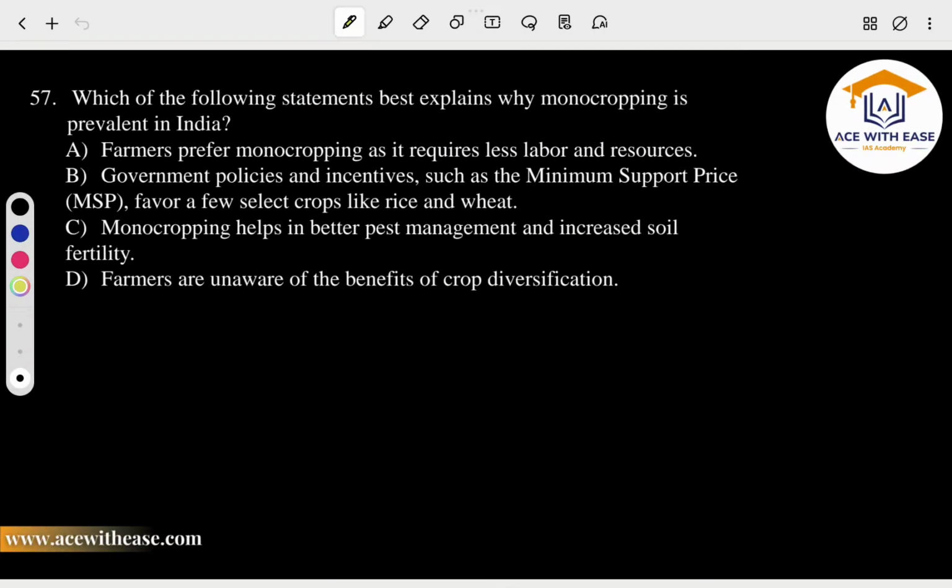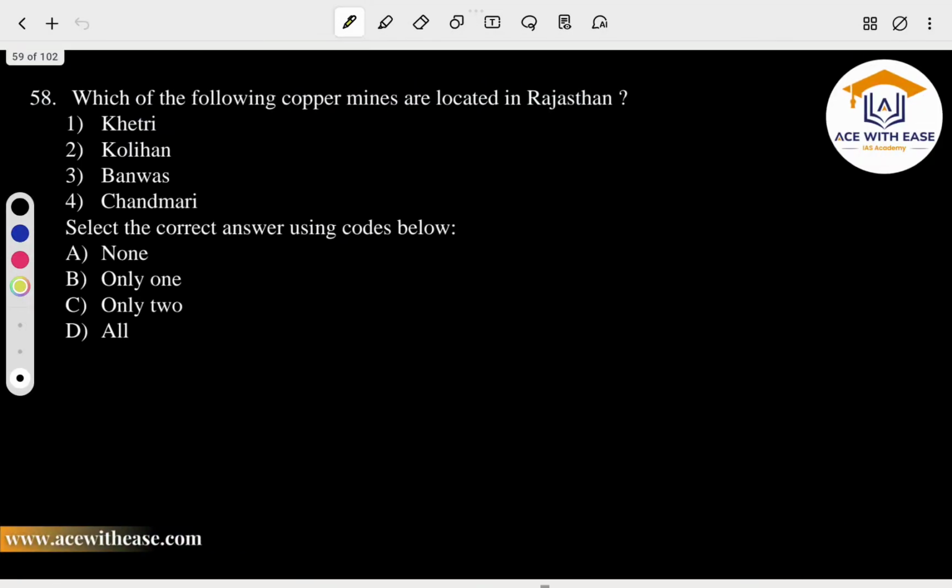57. Which of the following statements best explains why monocropping is prevalent in India? Monocropping means only one crop is produced throughout the seasons every year. The best answer is government policies and incentives such as minimum support price, which favor a few selected crops like rice and wheat. So the best option is option B.